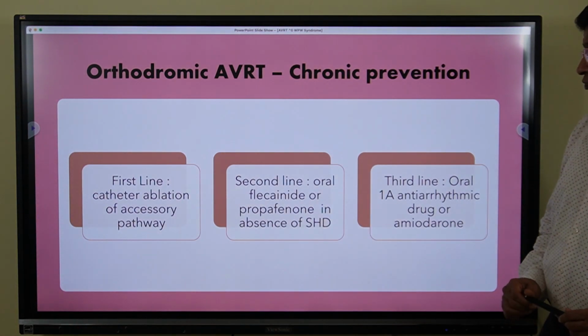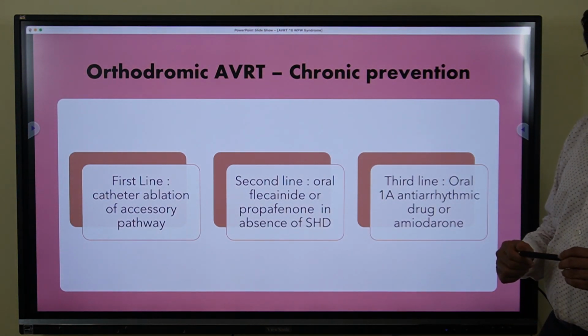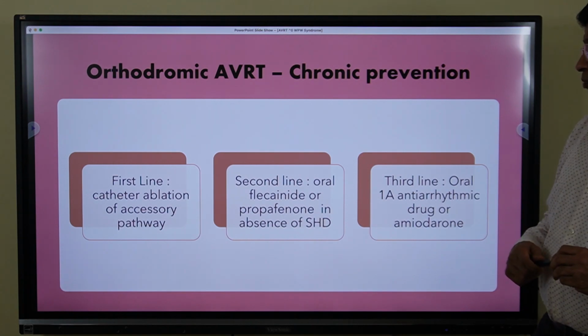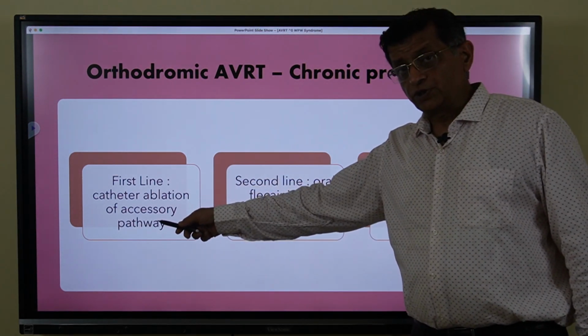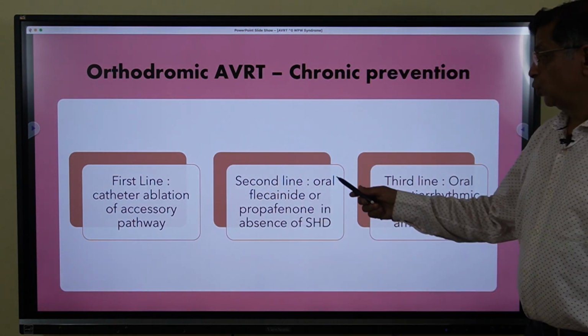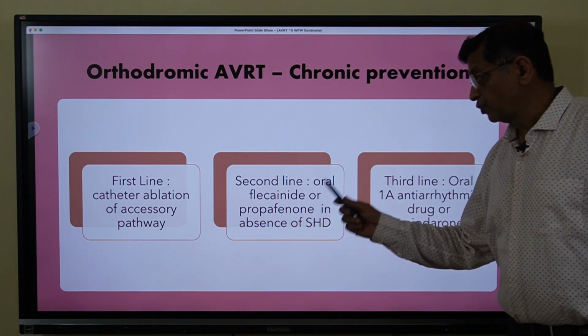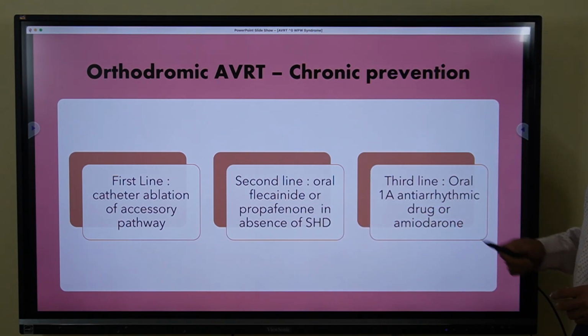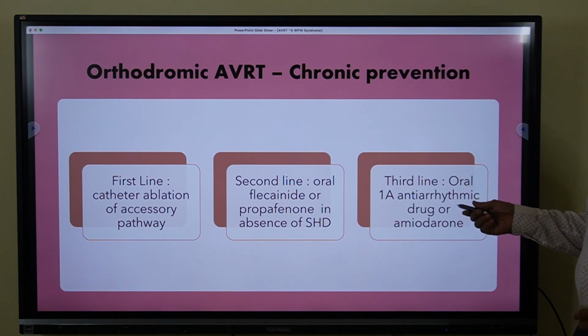During the chronic prevention phase, once the acute tachycardia is controlled, for chronic prevention, the best would be catheter ablation. Second line would be oral flecainide or propafenone. Third line will be class 1A antiarrhythmic or amiodarone.